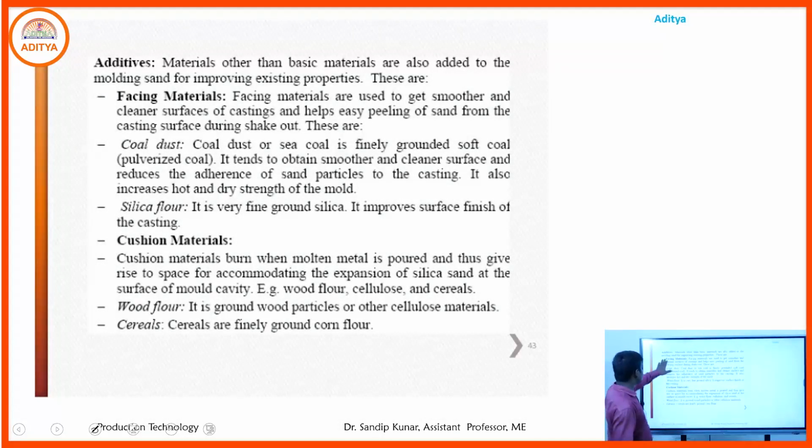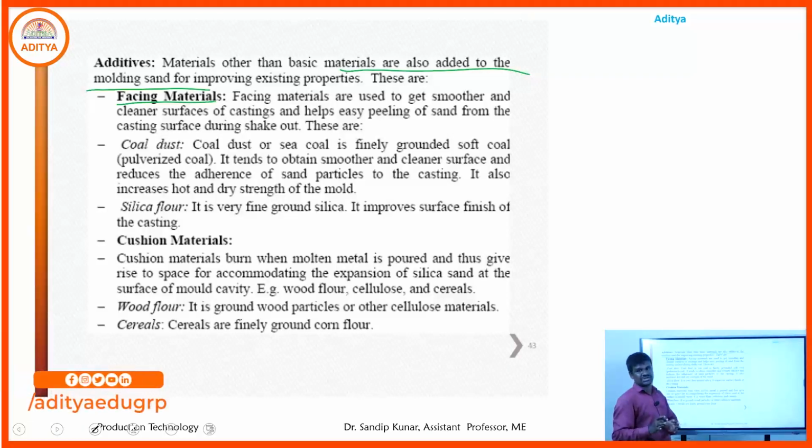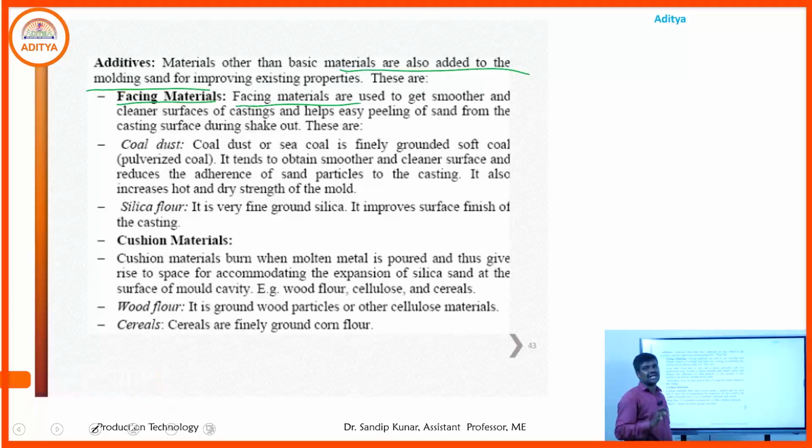Additives: materials other than the basic materials are also added to the molding materials to improve the existing properties of the molding sand. First is facing materials. Facing materials are used to get a smoother and cleaner surface on the casting. That is the use of facing materials.